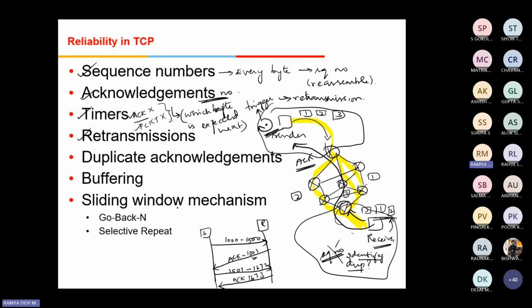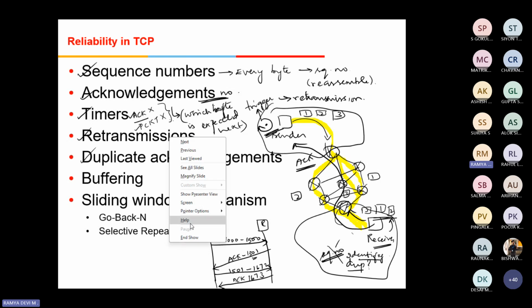So for retransmissions, if the timer expires or if duplicate acknowledgements are detected, TCP will retransmit the missing packet. Even three acknowledgements with the same number trigger the retransmission. All these things ensure guaranteed delivery of the packet. Now, duplicate acknowledgement: when a receiver detects a missing packet but continuously gets later packets, it will send duplicate acknowledgements.